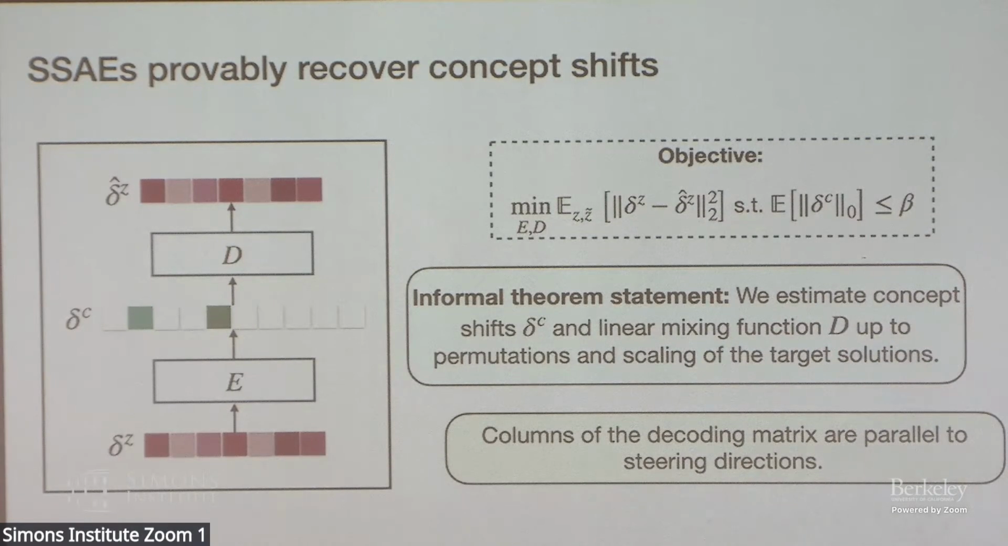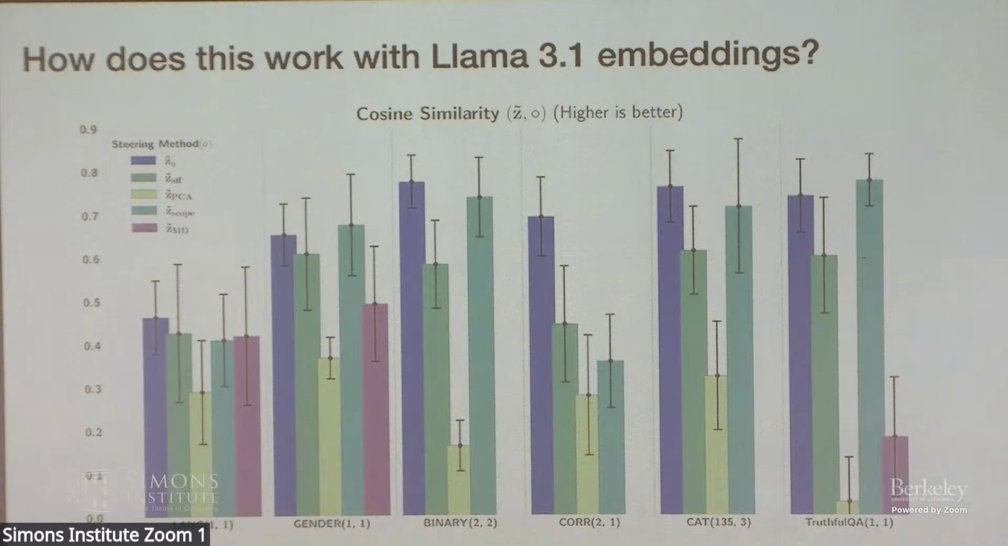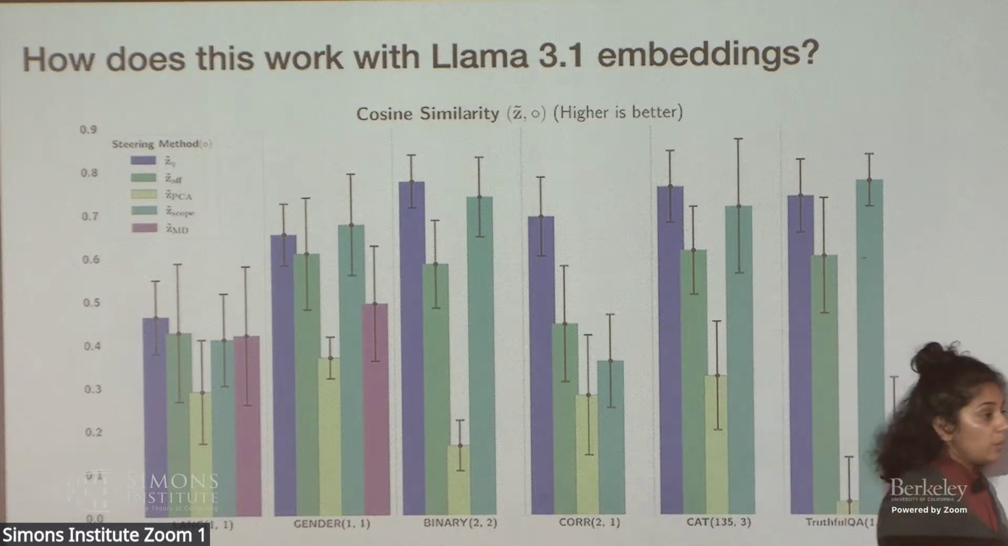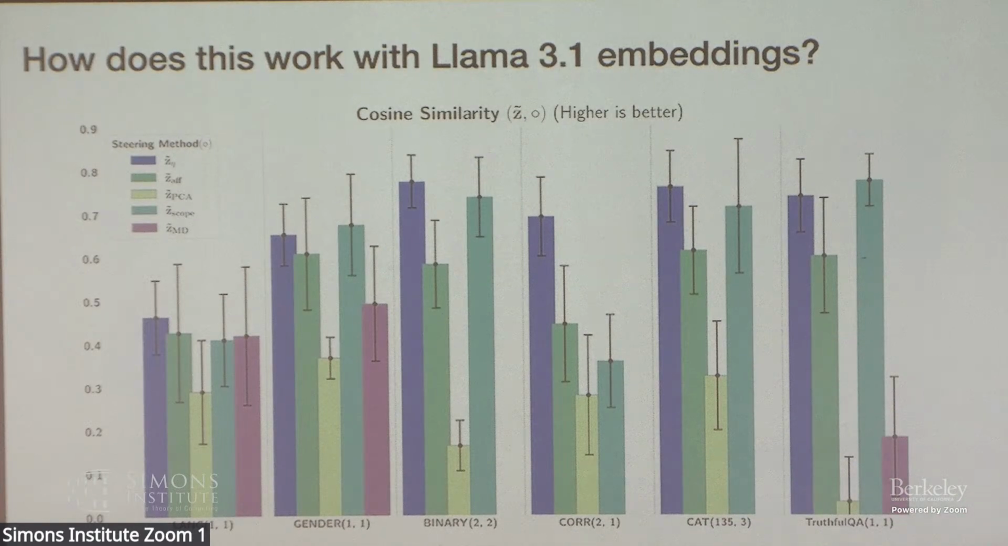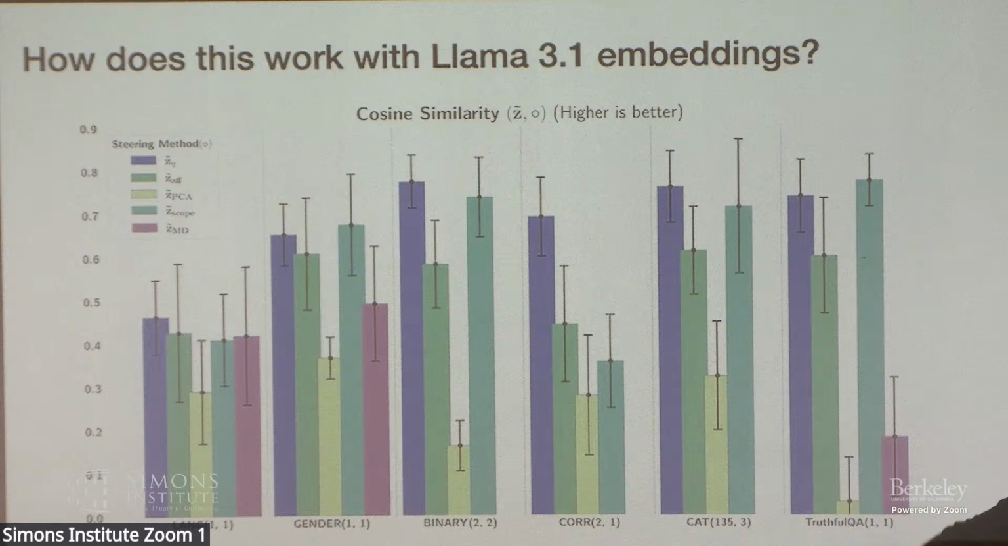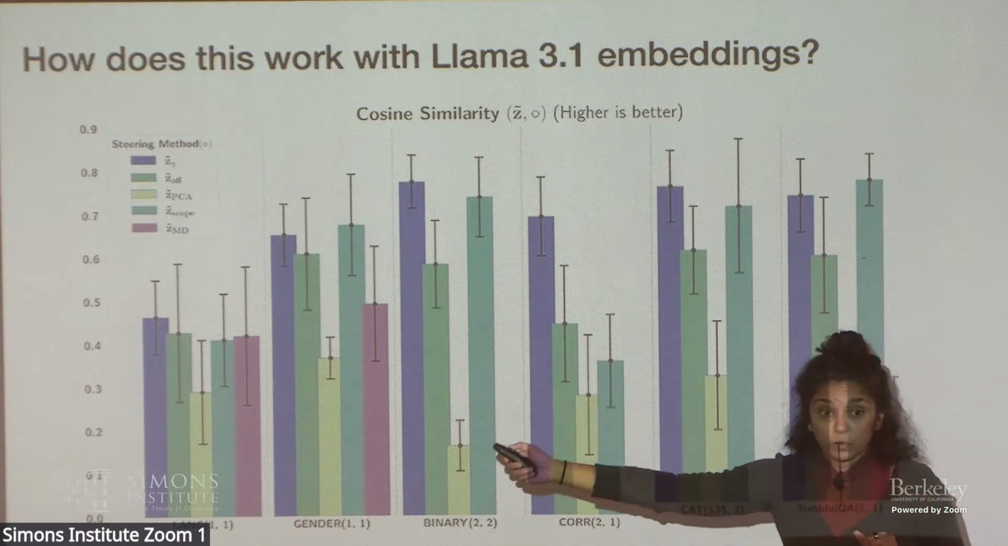It's hopeless. Okay, so we did some evaluations with Llama 3.1 embeddings, and what did we do? It's what we said before, right? We have access to single concept shifts at test time, and we're going to see how well one of the columns of our decoder can predict the steered embeddings.